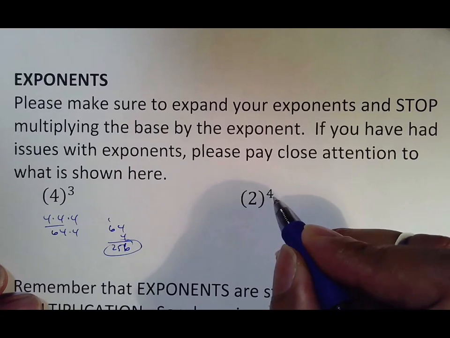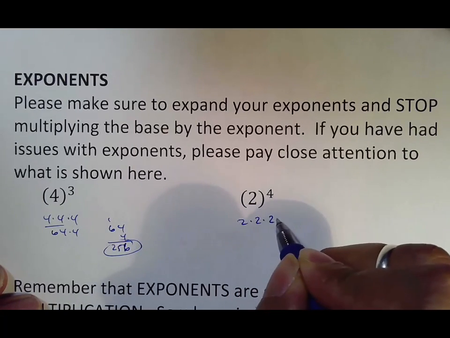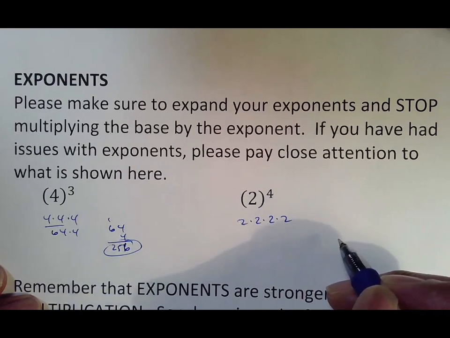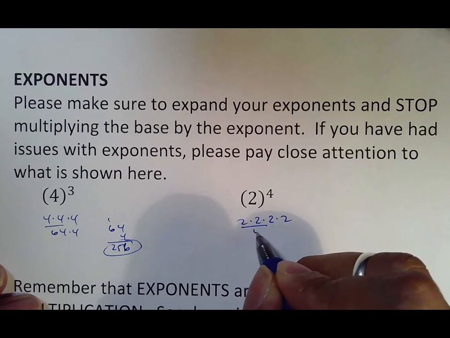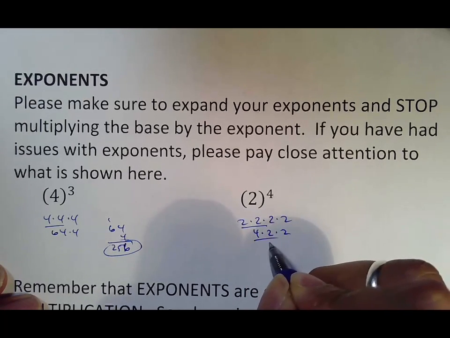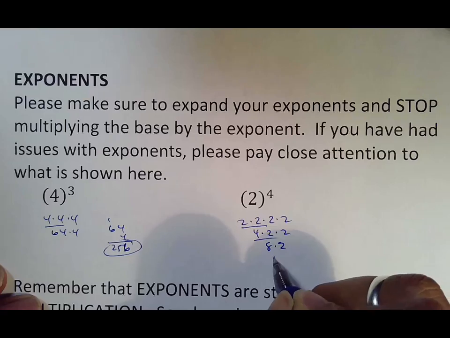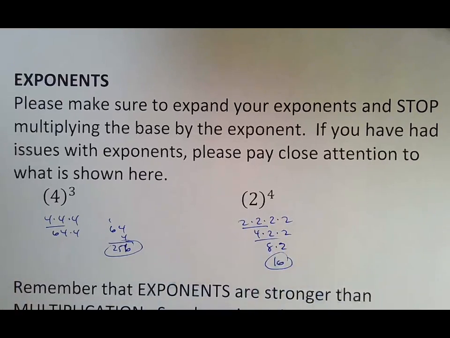2 to the 4th is not 8. It's 2, 2, 2, and 2. It means put 4 2's down. So from there, you do 2 times 2, which is 4, 4 times 2, which is 8, and 8 times 2, which is your 16.